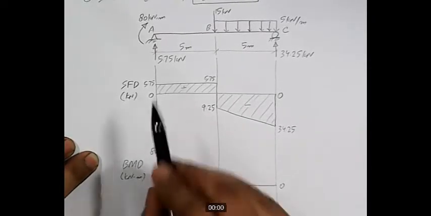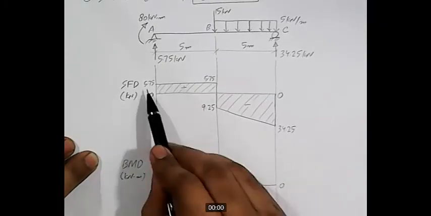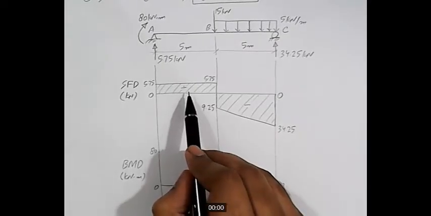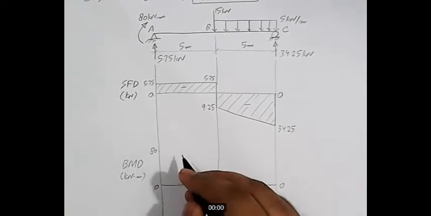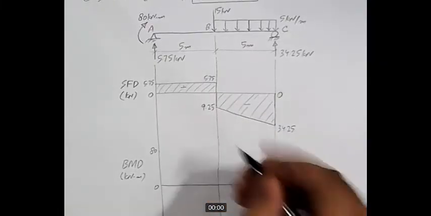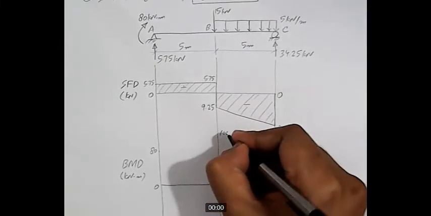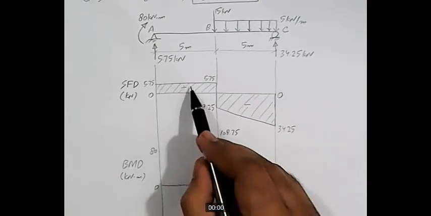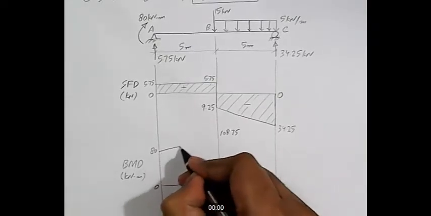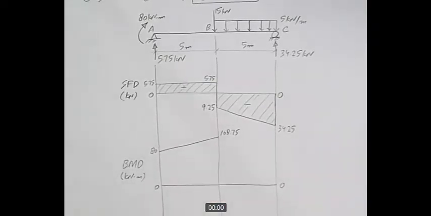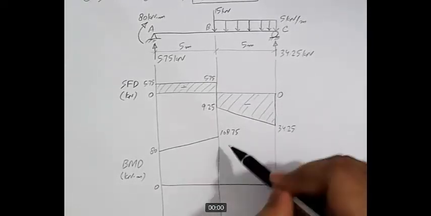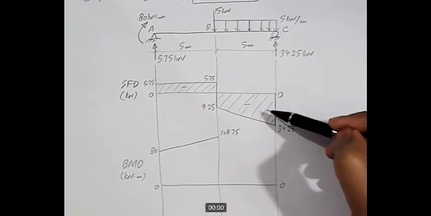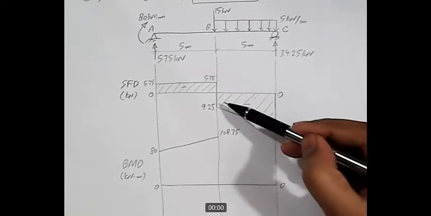And then the change in BMD is equal to the area of SFD. So plus 80 plus this area. And how much is this area? 5.75 into 5, which is 28.75. So 80 plus 28.75, and this gives us 108.75. And SFD is 0 degree, so BMD will be first degree. So we will draw a straight line here. And then we are at positive 108.75, and this area of SFD is negative, and this is a trapezoidal area.